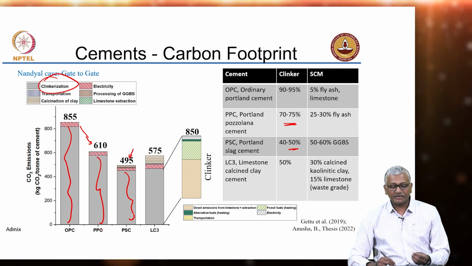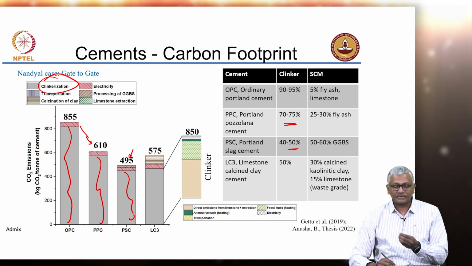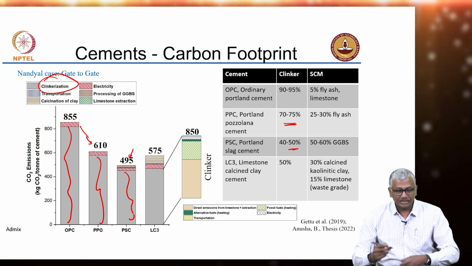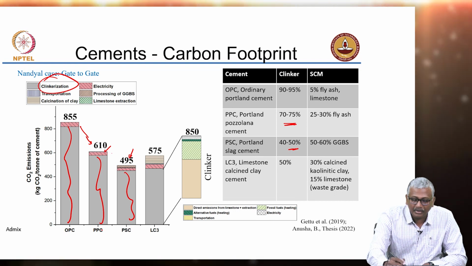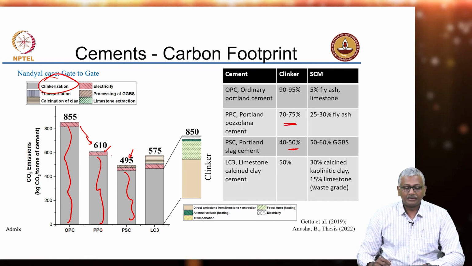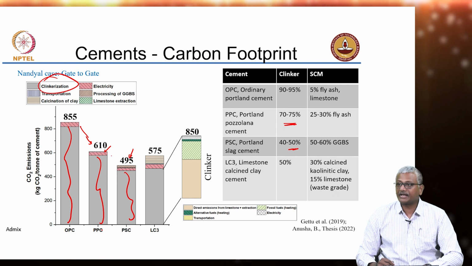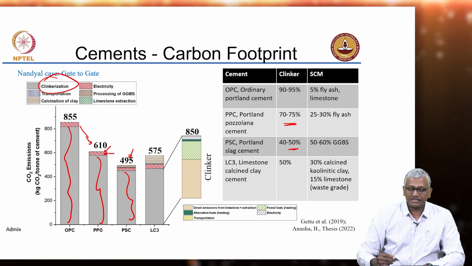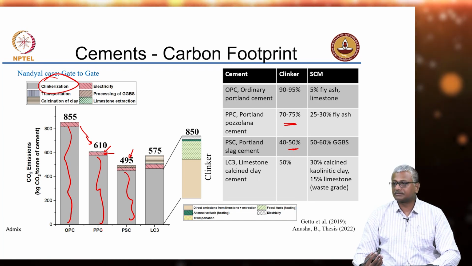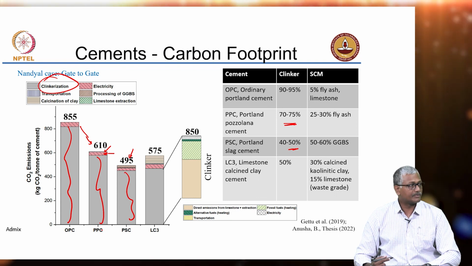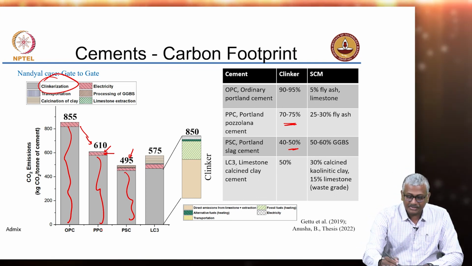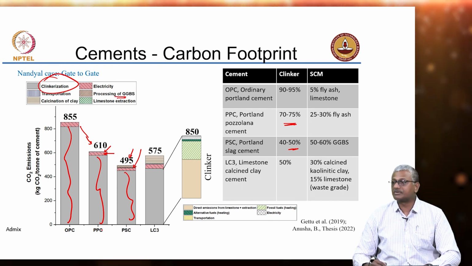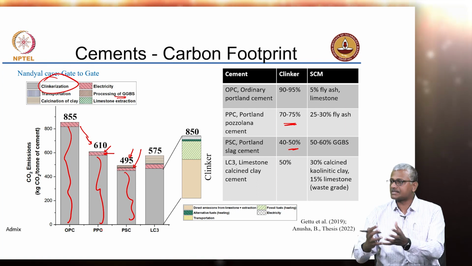We are assuming almost zero cost for the fly ash, or zero CO2 or energy for the fly ash. The only part that is contributing, the small bar that you see here, is the transportation of the fly ash to the cement plant. This part is obviously dealing with the electricity required for all the processes put together. Similarly here, as far as slag is concerned, you have an additional component which is related to processing of slag. We need to grind slag, right.